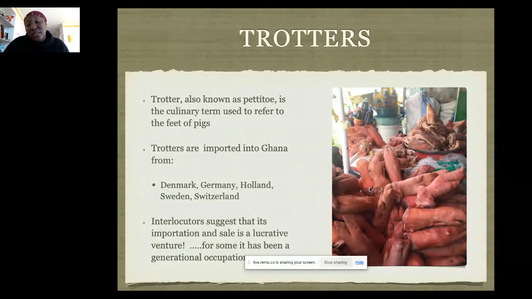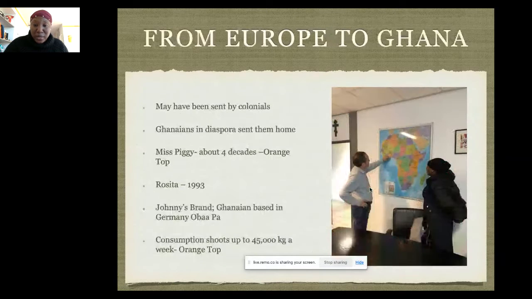For so many of these countries, it's waste. It's something that's not eaten. Some do eat it, but not so much. So interlocutors, the people that I interact with, suggest that this is a lucrative venture, largely imported into Ghana. And for some of the women, it's a generational occupation.